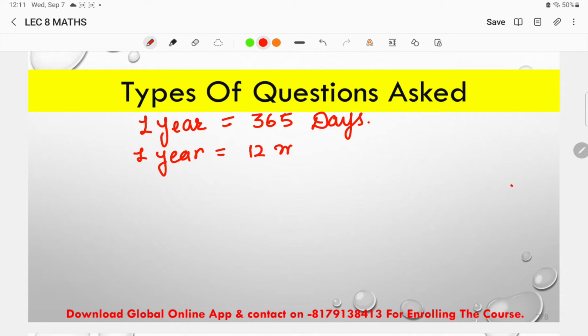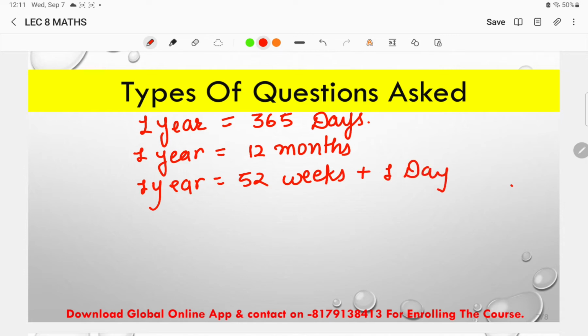So 1 year consists of 12 months. Nextly, 1 year consists of 52 weeks plus 1 day, that is 365 days, okay. As we know, 1 week is equivalent to 7 days. It means 1 week consists of 7 days. It means 365 days when converted into weeks, that is 1 year converted into weeks, it means 52 weeks plus 1 day, okay.